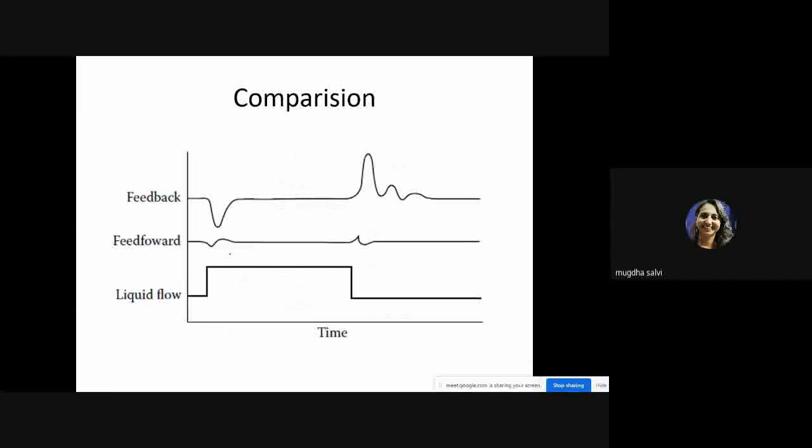If you compare the liquid flow, feed forward and feedback signals, you can see that feed forward gives you very good control as compared to feedback, but with one small condition, that your model should be perfectly fine. So in such situations, you always trim your feedback signal using your feed forward signal. That is what is normally done in any practical control situation.